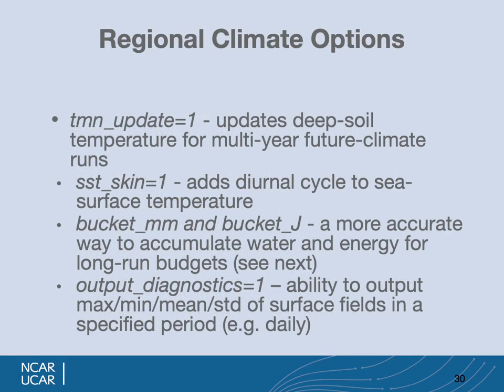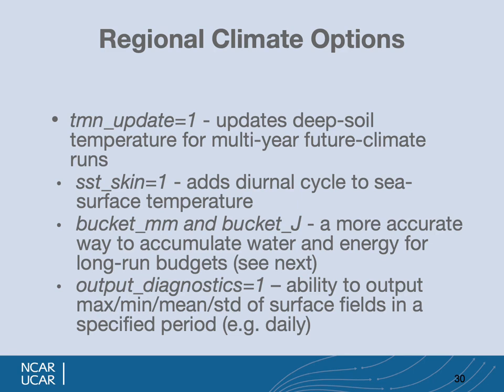Also, when you're doing regional climate, you can set the TMN update, which is the deep soil temperature. Typically, the deep soil temperature is a fixed value. It applies to a 2 or 3 meter depth where the annual mean stays constant. So the value we use is just an annual mean temperature that comes from the geogrid stage, adjusted for elevation.